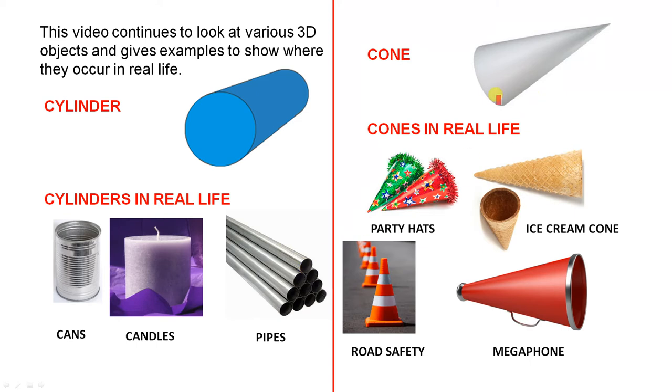Here's a cone. Now the base of a cone is a circle and it goes up to this sharp point here with a beautiful curve there. We're very familiar with cones. And in real life, perfect examples are party hats, ice cream cones, the road safety cones where workers put them on the road when they're doing some work, and the megaphone. So they're just 4 examples of objects that are shaped like cones in real life.